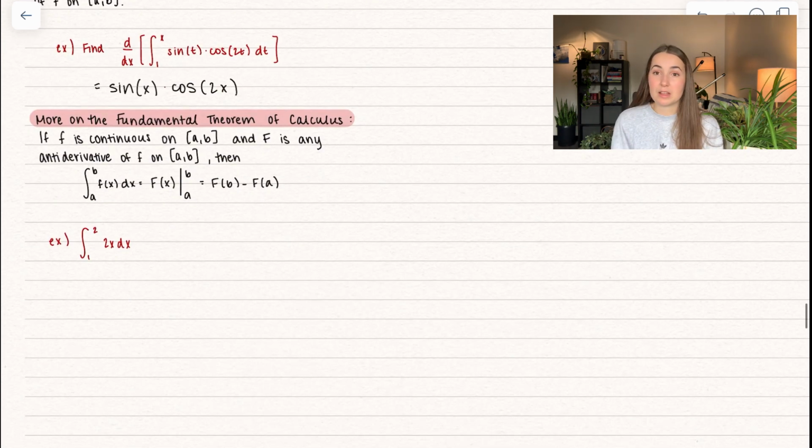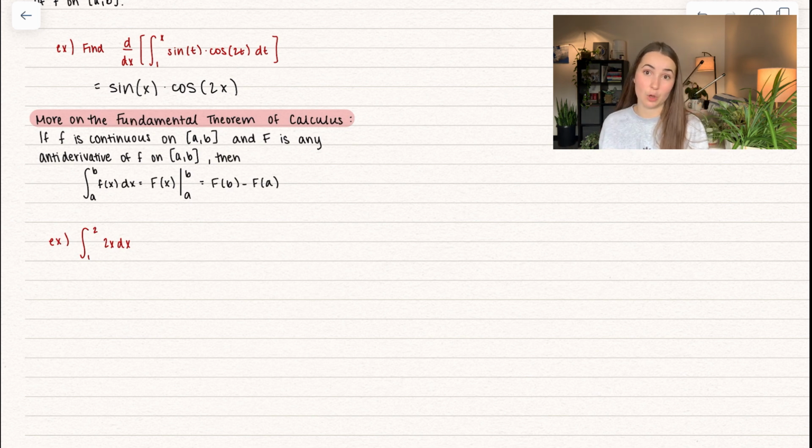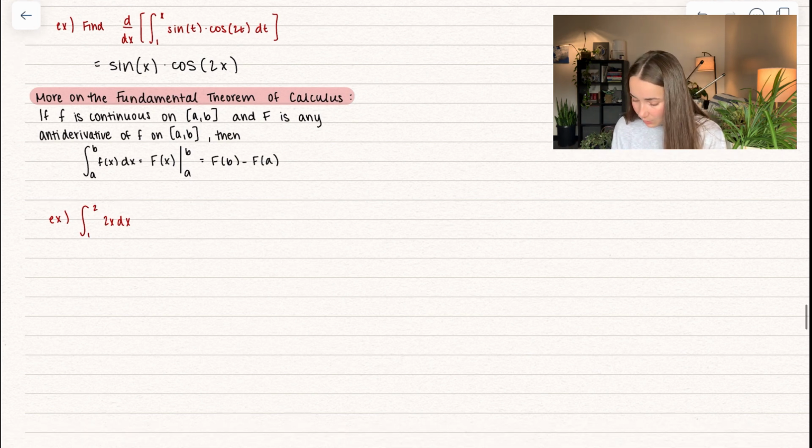So the most applicable part of the fundamental theorem of calculus is right here. If f is continuous on [a, b] and capital F is the antiderivative of f on [a, b], then when we take the integral from a to b of f of x, that means we take the antiderivative and we plug in the upper value and we subtract the plugged in lower value. So let's go ahead and go through an example of that.